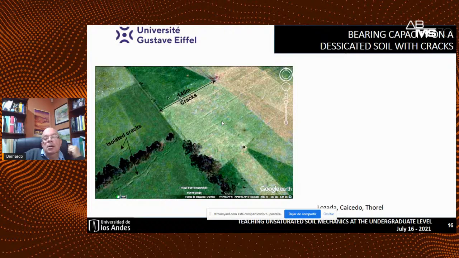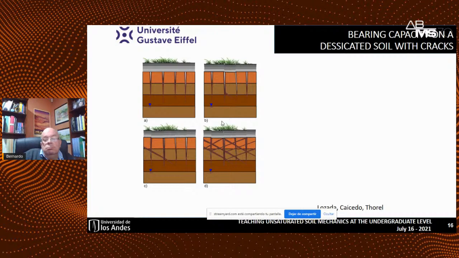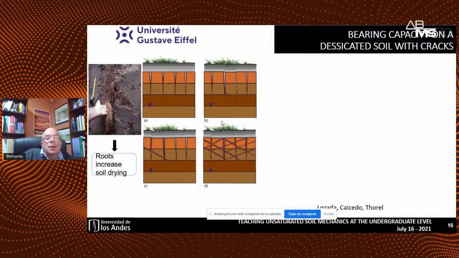So the problem is we have very deep cracks, and those cracks form columns of soil. And sometimes those columns collapse due to the self-weight of the columns or due to an external load. And you have roots in the cracks and also some slip surfaces on the cracks.